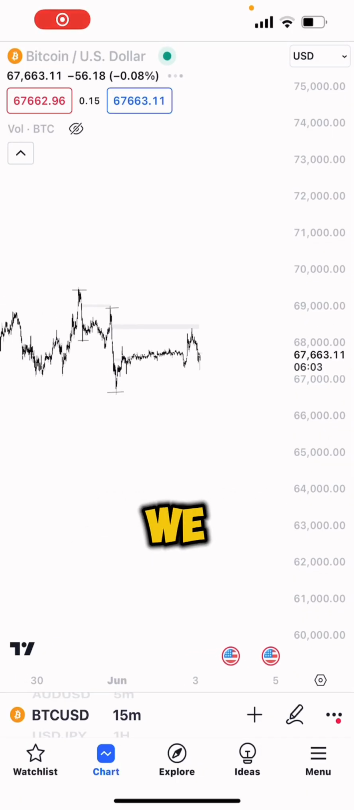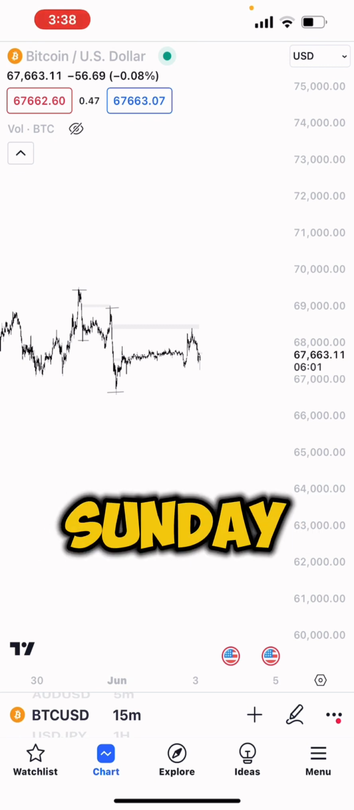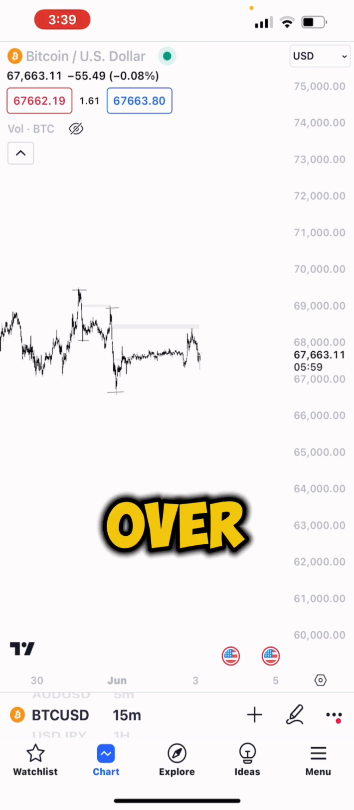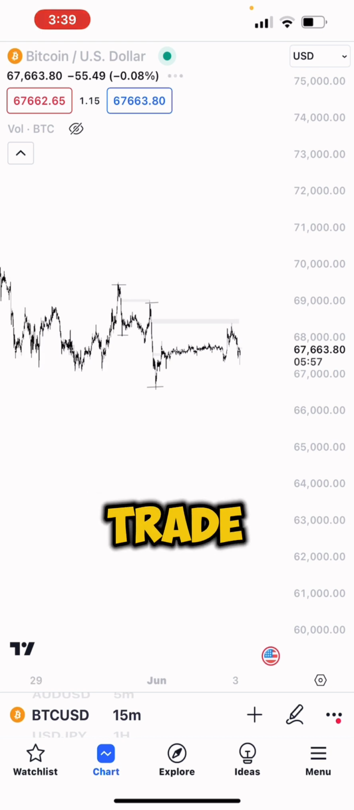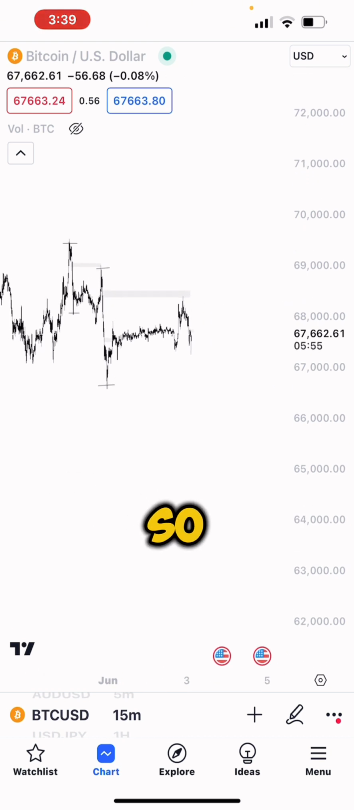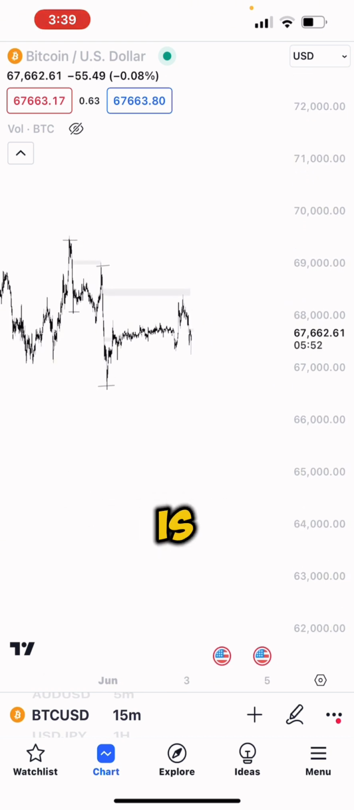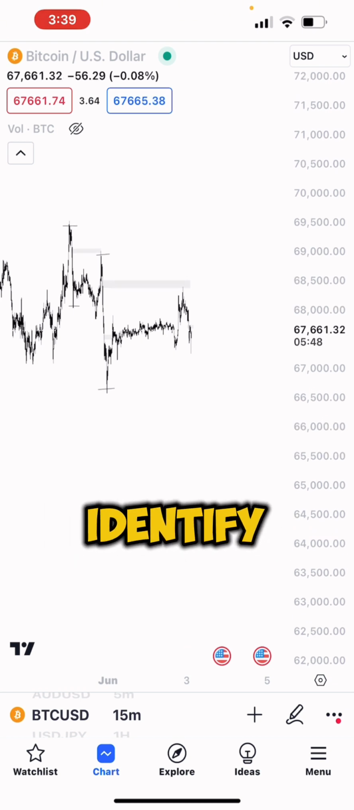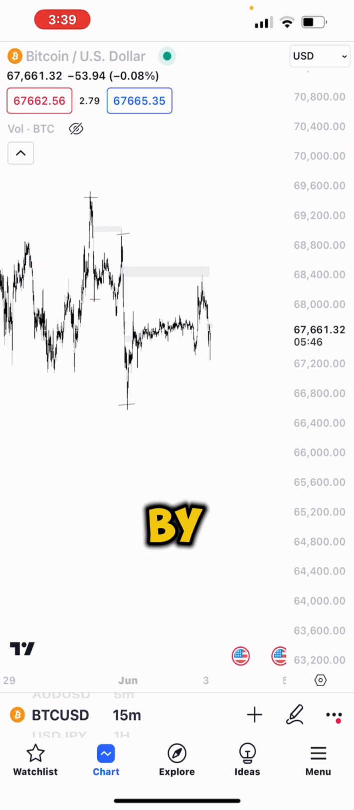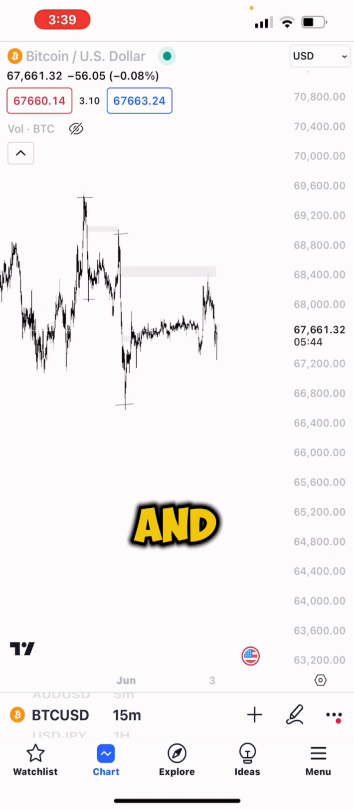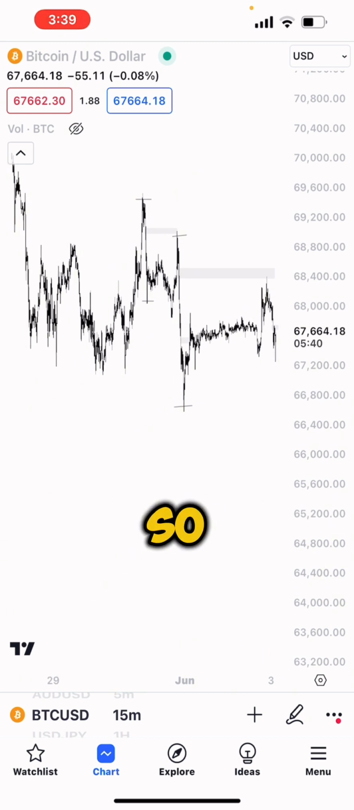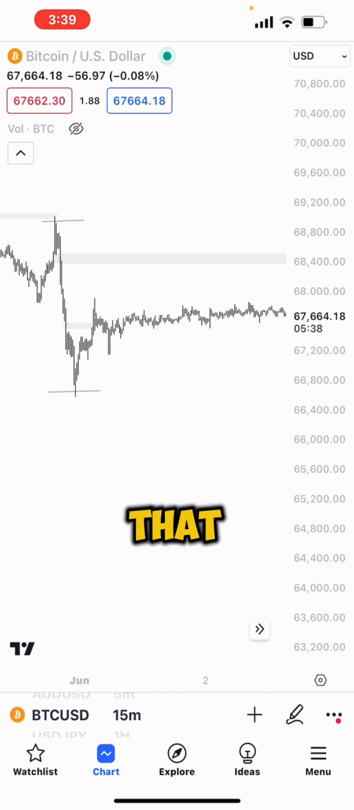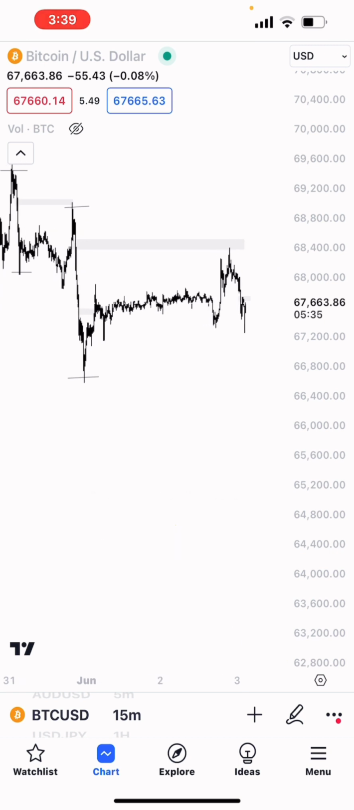Alright guys, today we are doing market structure. Today is Sunday, and we're just going to go over the trend and how I trade the trend. So the first thing I do is I identify market structure by identifying my previous highs and lows. I usually like to have at least 4 pieces of market structure confirming. So this market structure is structure that I had prior to today, which is Sunday.